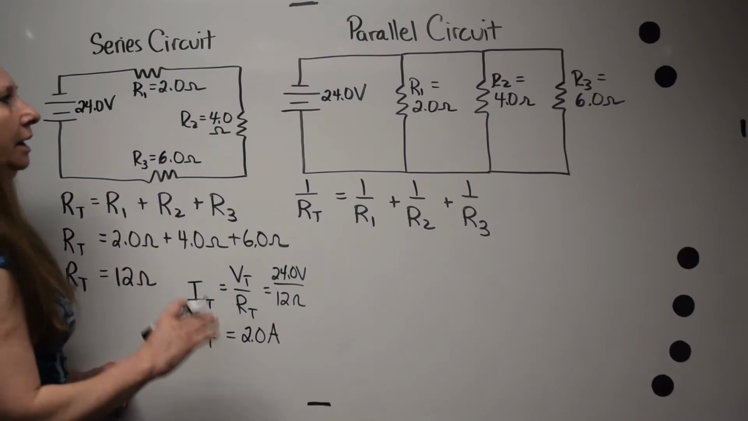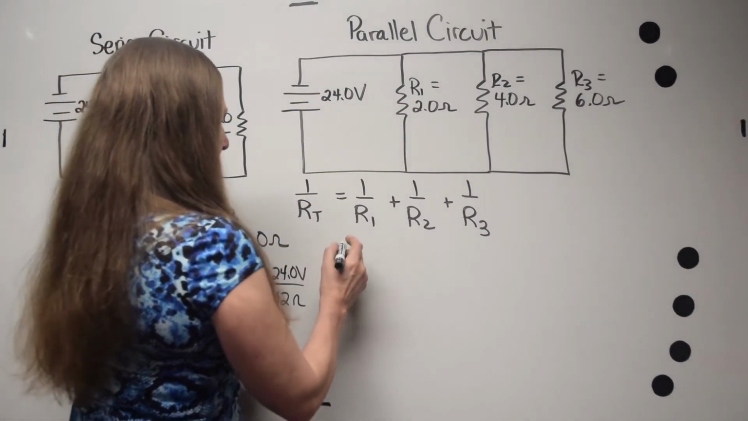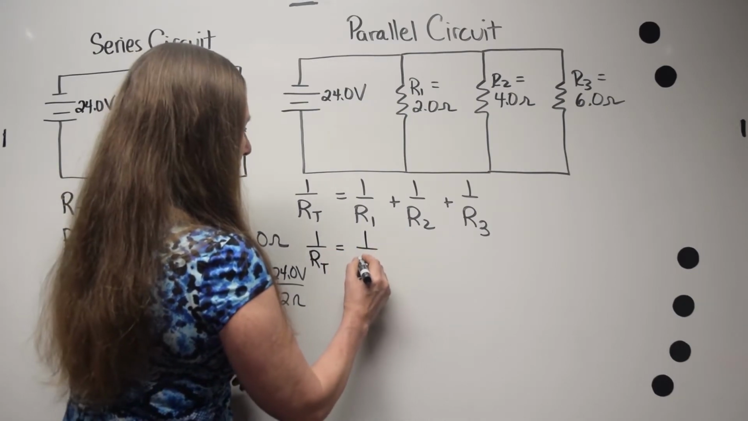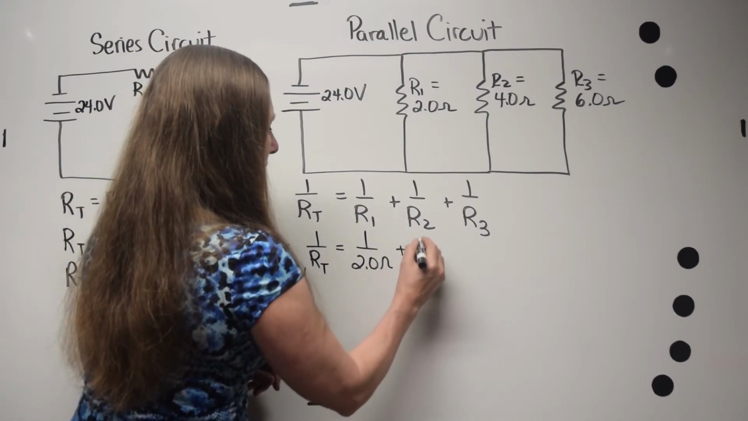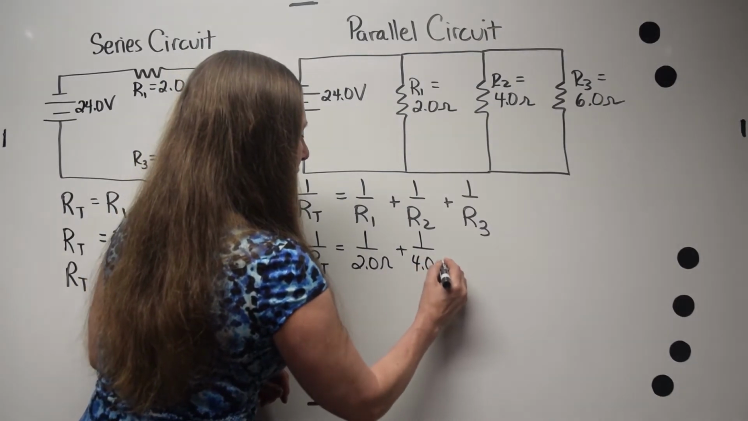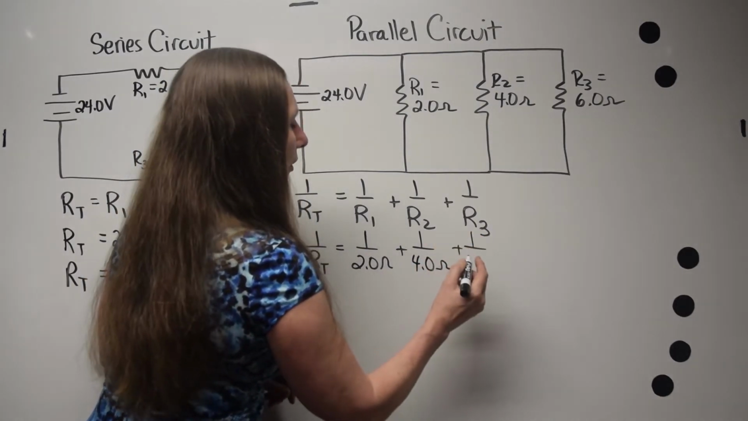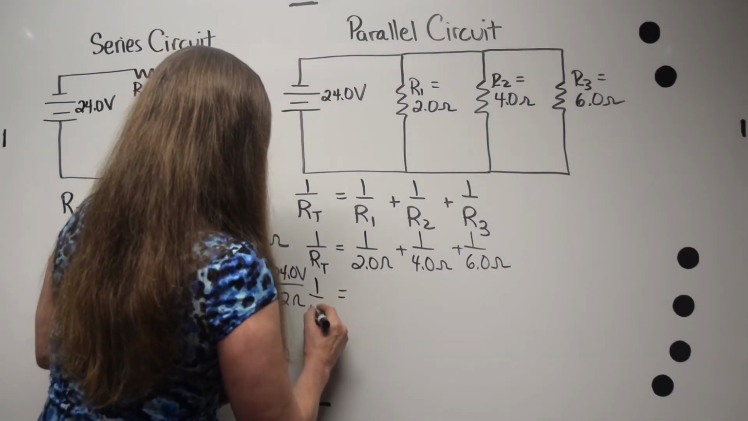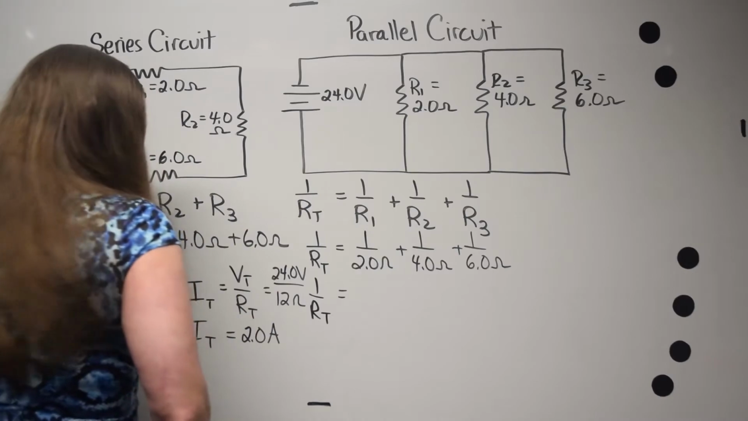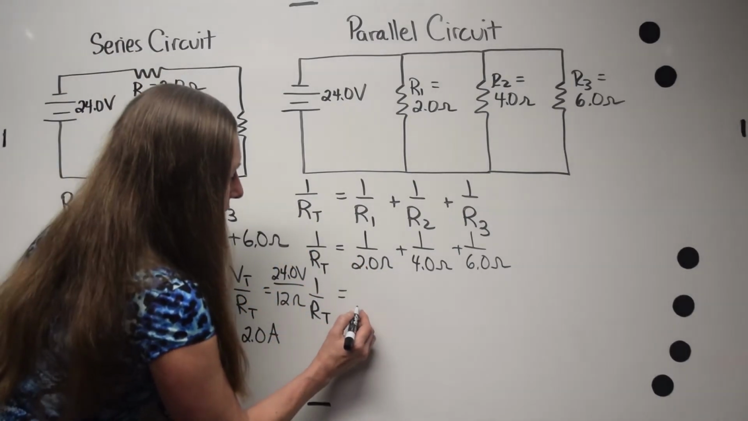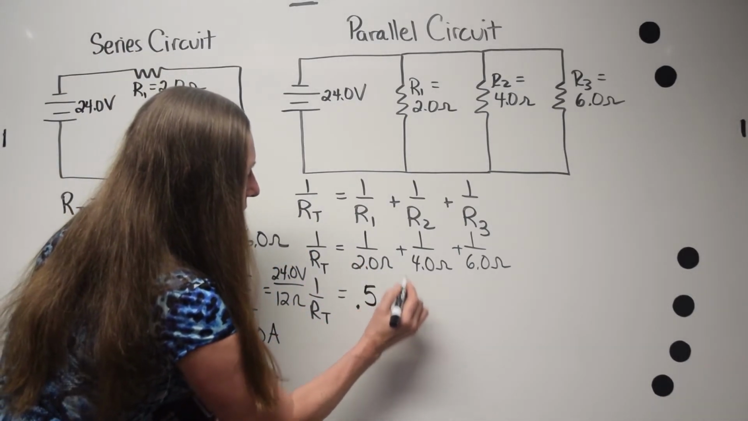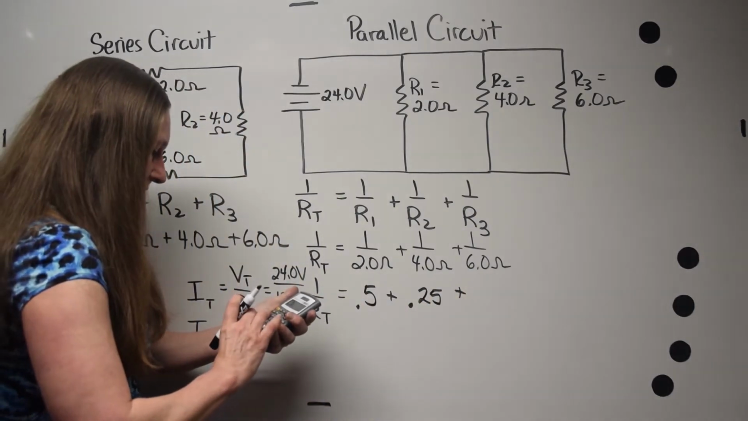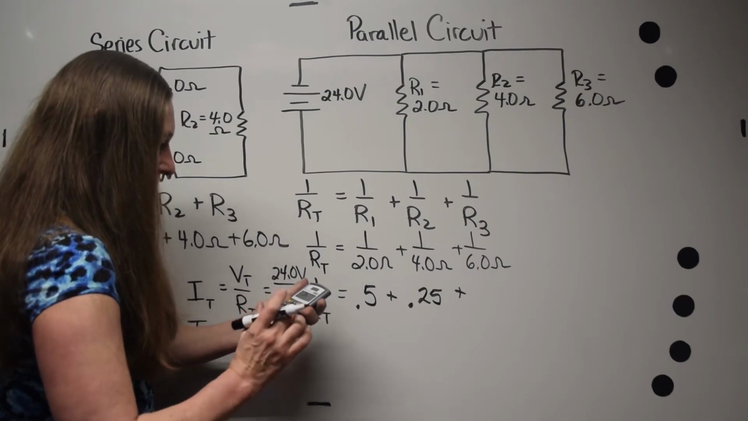Okay? Now, parallel circuit. All right, so 1 over R total is going to be 1 over R1, which is 2 ohms, 1 over R2, which is 4 ohms, and 1 over R3, which is 6 ohms. Okay, now, 1 over R total. 1 divided by 2 is 0.5. 1 divided by 4 is 0.25. 1 divided by 6 should be 0.167.